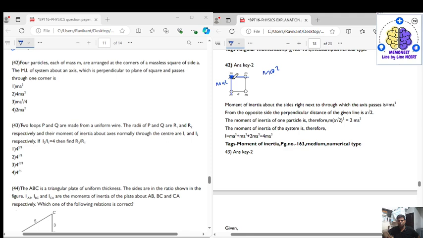Yes, ma square. Now for this mass, this distance is equals to a root 2. So the moment of inertia for this will be equals to m into 2a square. Yes. So total will be equals to ma square plus ma square plus 2ma square. It will result in 4ma square. Do we have it in options? We have this in option 2. So the correct answer is 4ma square. Right? Simple.